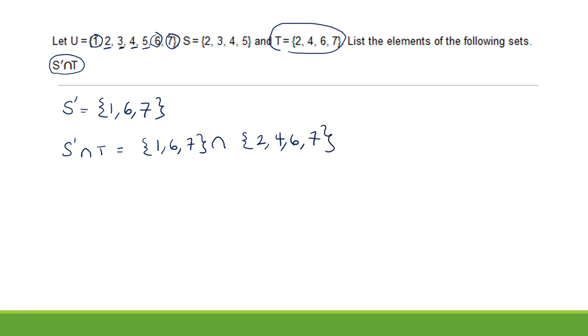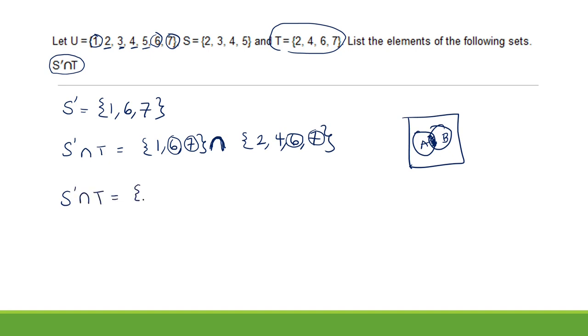Now remember, the intersection is what is common in both, or the overlaps. For the intersection, we're looking for the overlap of the two different sets. So what is common in both? In this case, they both share a 6. They both share a 7. So S prime intersect T is equivalent to 6 and 7.